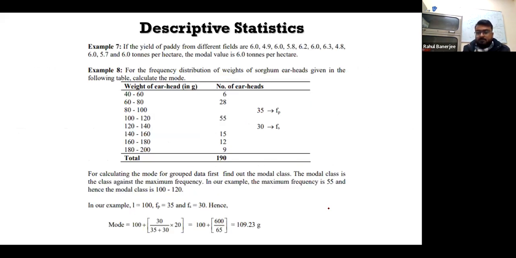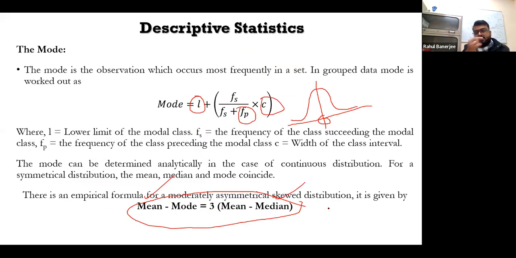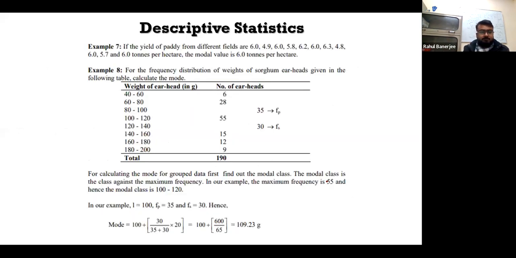Okay, now this is an example. If the data is discrete, where you do not have grouped data or frequency, then just by looking at the data, the value that comes the maximum number of times, with maximum frequency, is the mode of the distribution. But in case you have a grouped frequency distribution, you have to use this formula.